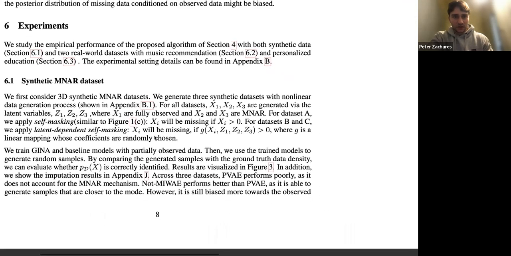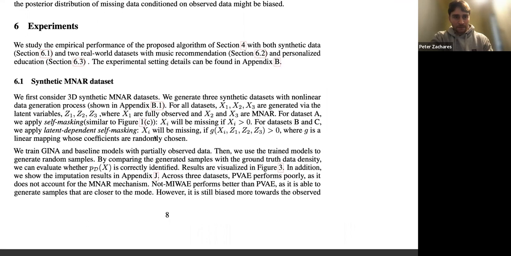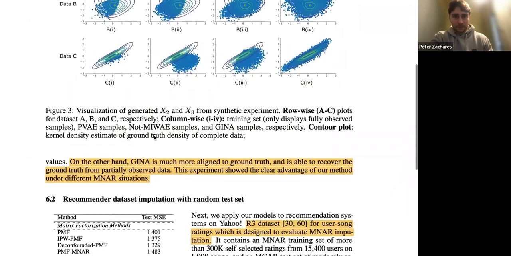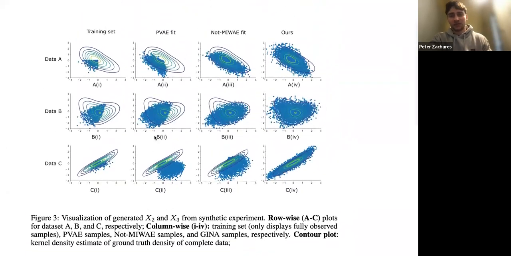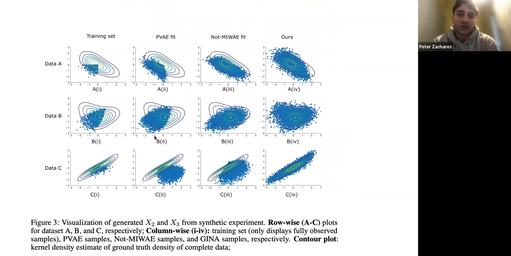Sorry, I'm just looking for where they do say what the distribution is. Maybe it's over here. Anyway, it's some distribution, I think it's Gaussians or something. But the contours illustrate what the ground truth distribution is.